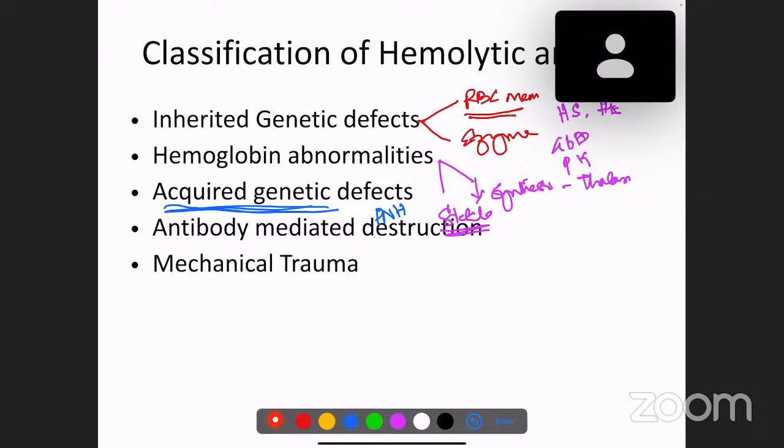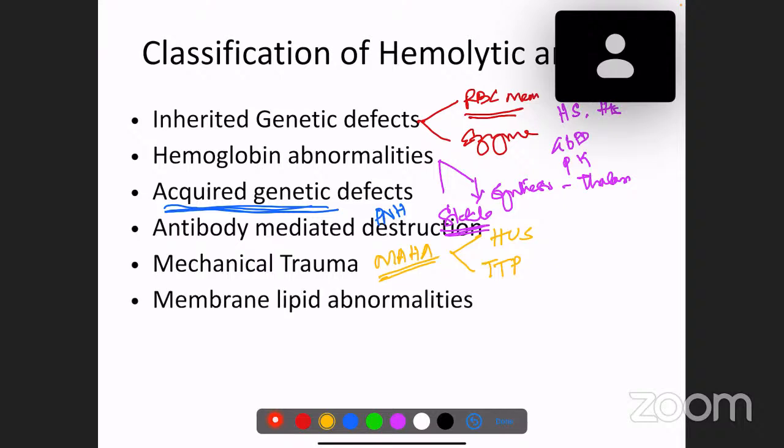Then we have mechanical trauma. In mechanical trauma, please remember MAHA, microangiopathic hemolytic anemias, where we have HUS, hemolytic uremic syndrome, and TTP, thrombotic thrombocytopenic purpura. Other causes of mechanical trauma are abnormal cardiac valves and repetitive physical trauma, in cases of unaccustomed runners doing marathons and new military recruits. All those things are causes of mechanical trauma.